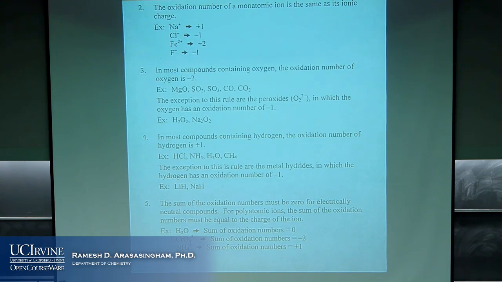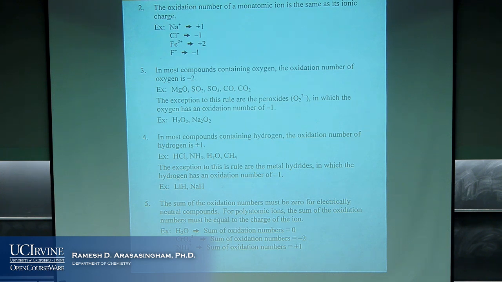Now last is that the sum of the oxidation numbers must be 0 for electrically neutral compounds. For polyatomic ions, the sum of the oxidation numbers must be equal to the charge of the ion. Remember, we're assigning oxidation numbers for every atom in a substance. So if it's an electrically neutral compound like water, which has no charge on it, that means when you add up the oxidation numbers for the 2 hydrogens and the oxidation number for that 1 oxygen, it needs to add up to 0. Okay? If it is charged, it needs to correspond to the charge.